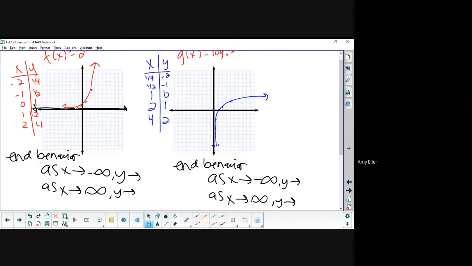All right, let's check the end behavior. For the first graph, as x goes to negative infinity, my y value is approaching 0. As I go to positive infinity, the y's are going up forever. Infinity.